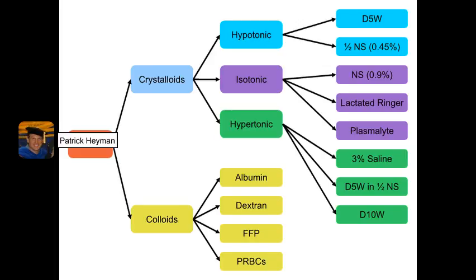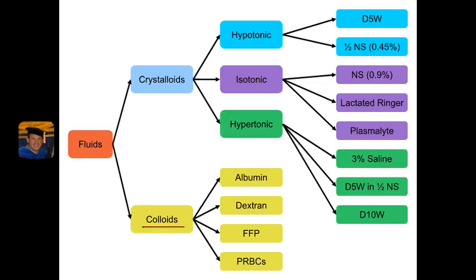Okay, let's talk about the fluids in a little bit more detail. So we separate fluids out into two main categories, crystalloids and colloids. Crystalloids are crystal clear, whereas colloids are cloudy. The reason colloids are cloudy is because they're not truly solutions, they are suspensions. So just like orange juice is a suspension. If you don't shake it up, then the stuff settles to the bottom. So there's things floating around in there, and that's what makes it a colloid.